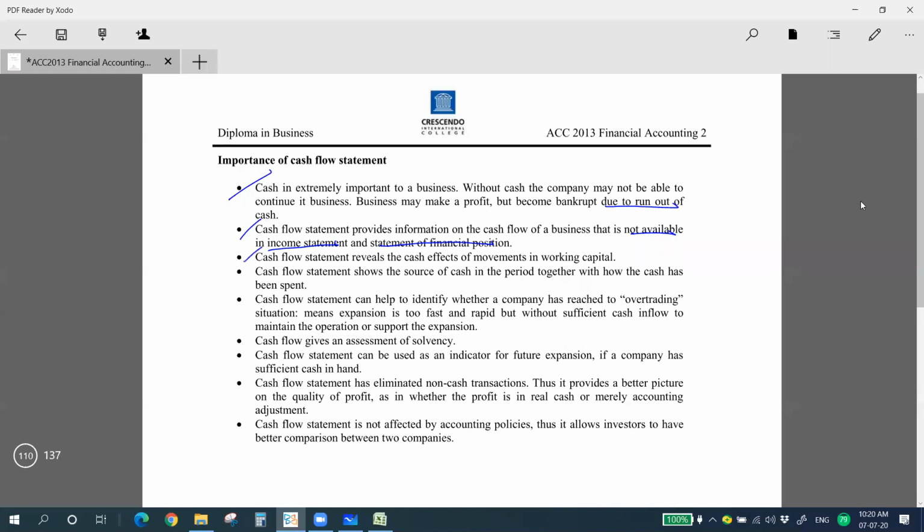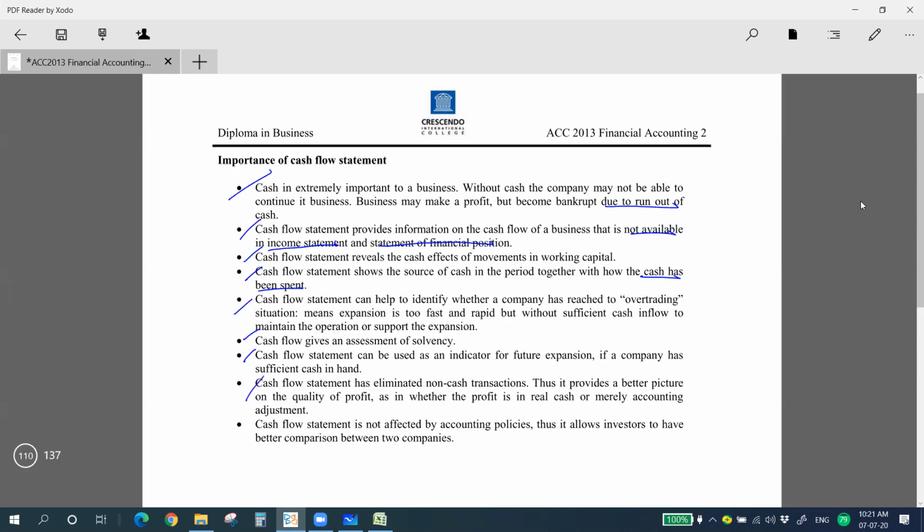Cash flow statements reveal the cash effect of movement in working capital. Cash flow statement shows the source of cash in the period together with how the cash has been spent. Cash flow statement can help to identify whether a company has reached an over-trading situation, meaning expansion is too fast and rapid but without sufficient cash inflow to maintain the operation or support the expansion. Cash flow gives an assessment of solvency. Cash flow statement can be used as an indicator for future expansion if a company has sufficient cash in hand.